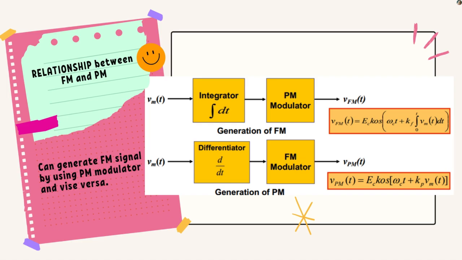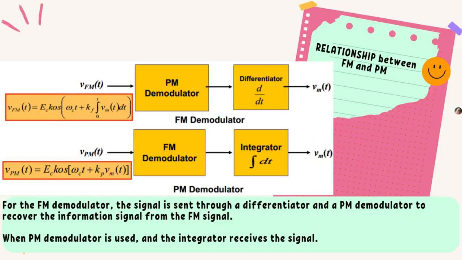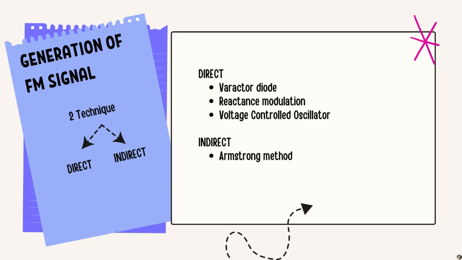This is because frequency is the rate of change of phase, and phase is the integral of the frequency over time. To generate FM using a PM modulator, pass the modulating signal through an integrator to convert frequency variation into phase changes. To generate PM using an FM modulator, pass the modulating signal through a differentiator to convert phase variation into frequency deviation. This relationship adds flexibility in system design. For example, an FM signal can be demodulated using a PM demodulator by first passing the signal through a differentiator, and vice versa.